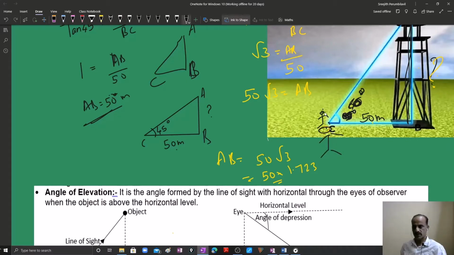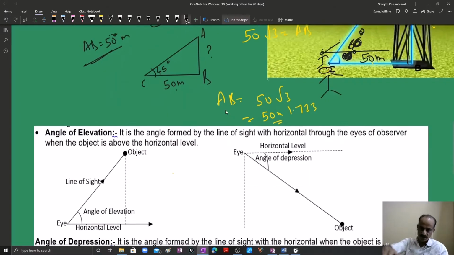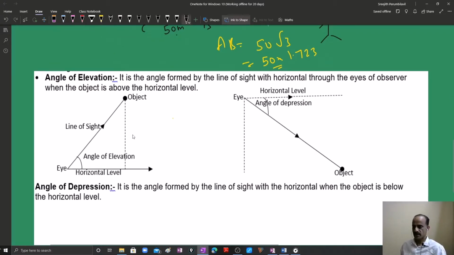And the observer is there. The height of the person is negligible compared to the building, and therefore we are not considering it. The angle at which, this is known as the horizontal. Horizontal, that is, if you are keeping an arm straight, that is horizontal. This is the eye of the observer. This is the horizontal, and we are looking up.